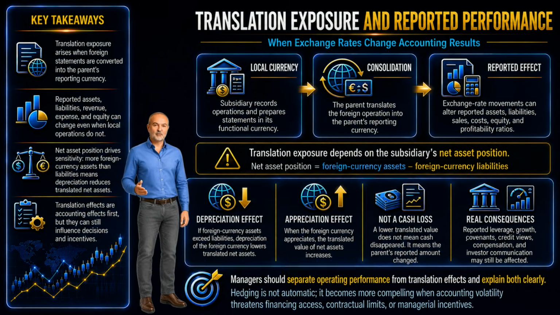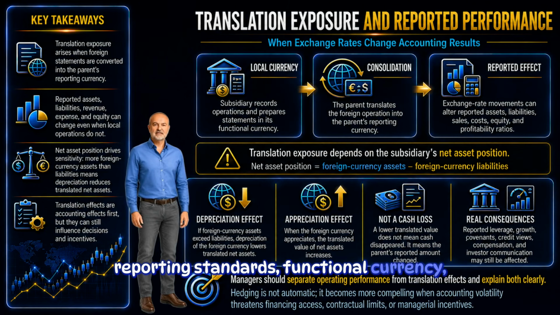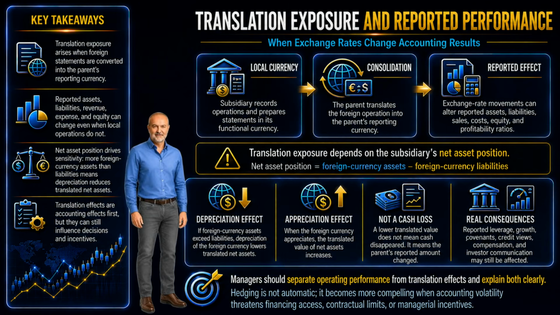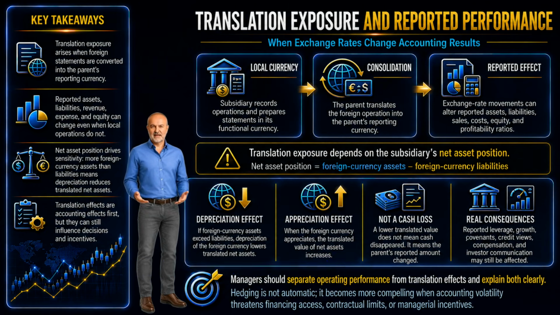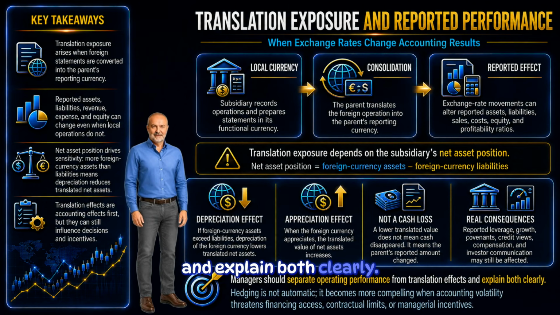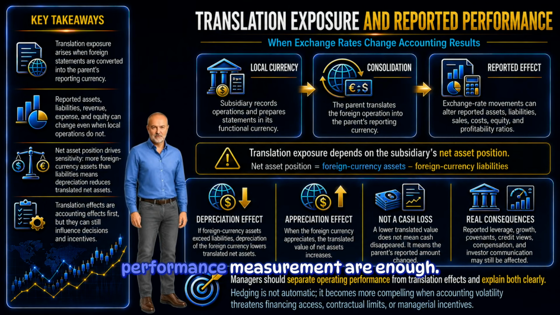It may influence reported leverage, growth rates, debt covenants, credit assessments, compensation plans, board evaluation, and investor communication. Accounting treatment depends on reporting standards, functional currency, and the nature of the foreign operation. Managers should separate operating performance from translation effects and explain both clearly. The right response is not automatically a hedge. Sometimes, better disclosure and performance measurement are enough. Hedging becomes more compelling when accounting volatility threatens financing access, contractual limits, or managerial incentives.